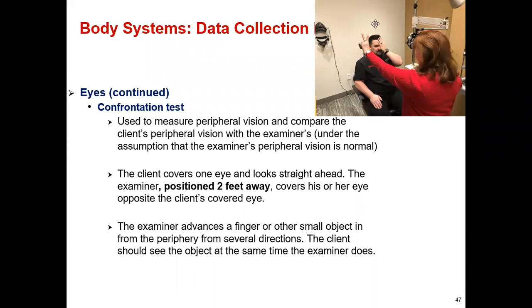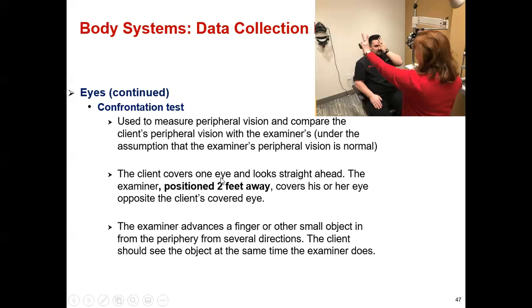Here we are showing a test, and this is called the confrontation test. What does it mean? The confrontation test is used to measure peripheral vision. It also compares the client's peripheral vision with the examiner's, under the assumption that the examiner's peripheral vision is normal.